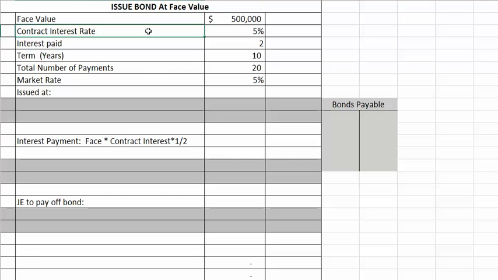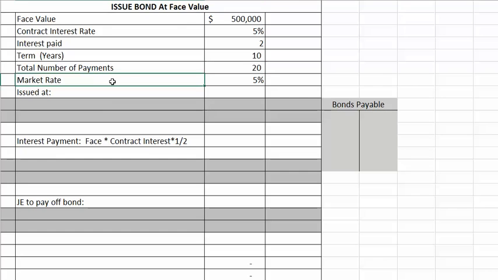We're going to issue that bond, and on the face amount of that bond is the contract interest rate, which is a 5% rate. The interest will be paid 2 times a year, so it's semi-annually, and it's going to be a 10-year life of that bond. So the first thing I want you to calculate are the total number of payments. If you pay interest twice a year for 10 years, you will actually make an interest payment 20 times over the life of that bond.